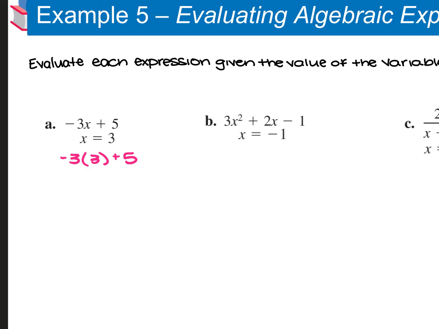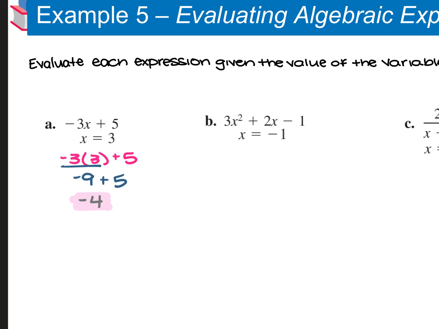Remember your order of operations here. Parentheses, exponents, multiplication or division from left to right, addition or subtraction from left to right. So you will multiply before you add in this one. You're going to do the negative 3 times 3, which gives you negative 9 plus 5. You have two signs here that are different. So keep the sign in front of the bigger number, which is negative, and subtract the 2. 9 minus 5 is 4, so that gives us negative 4 for our solution.